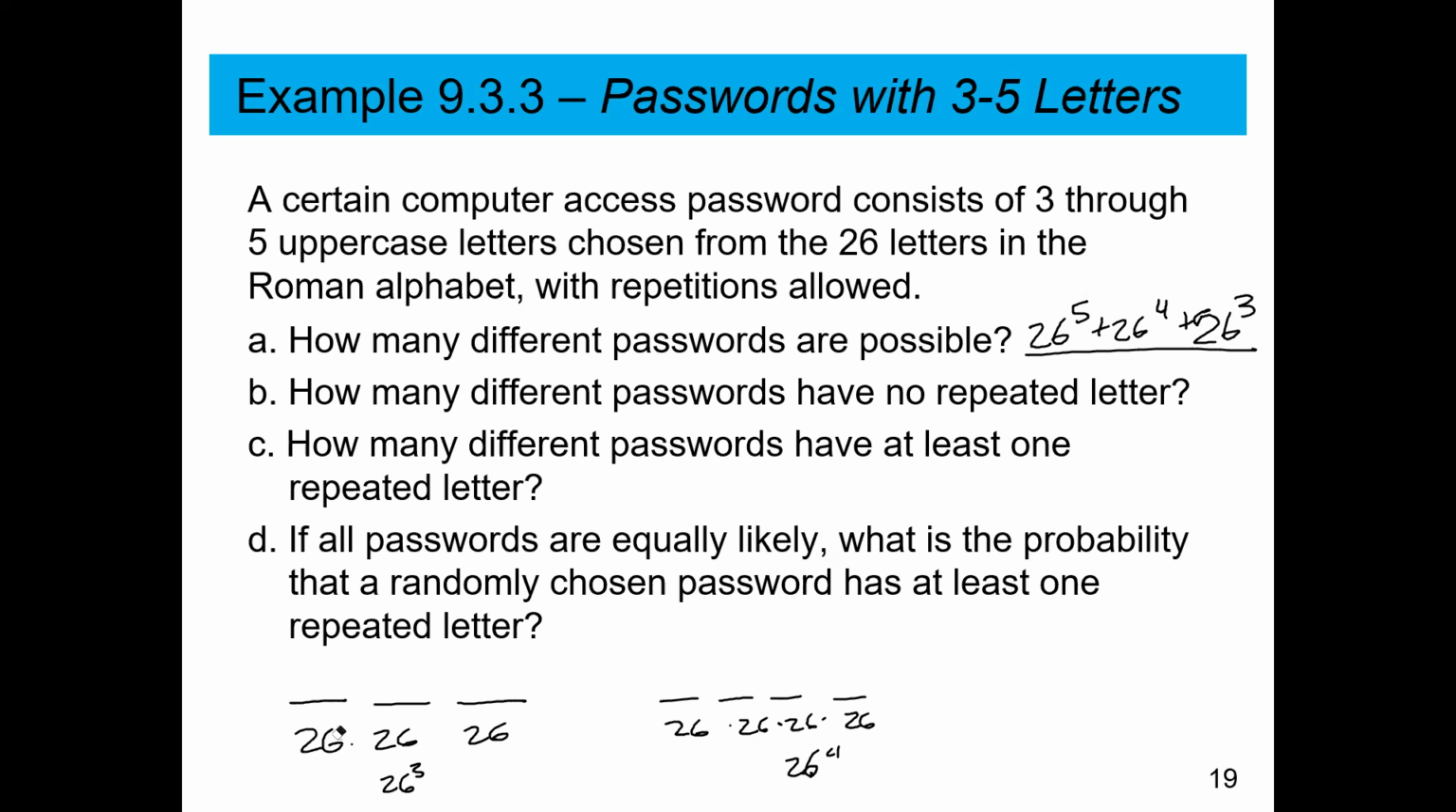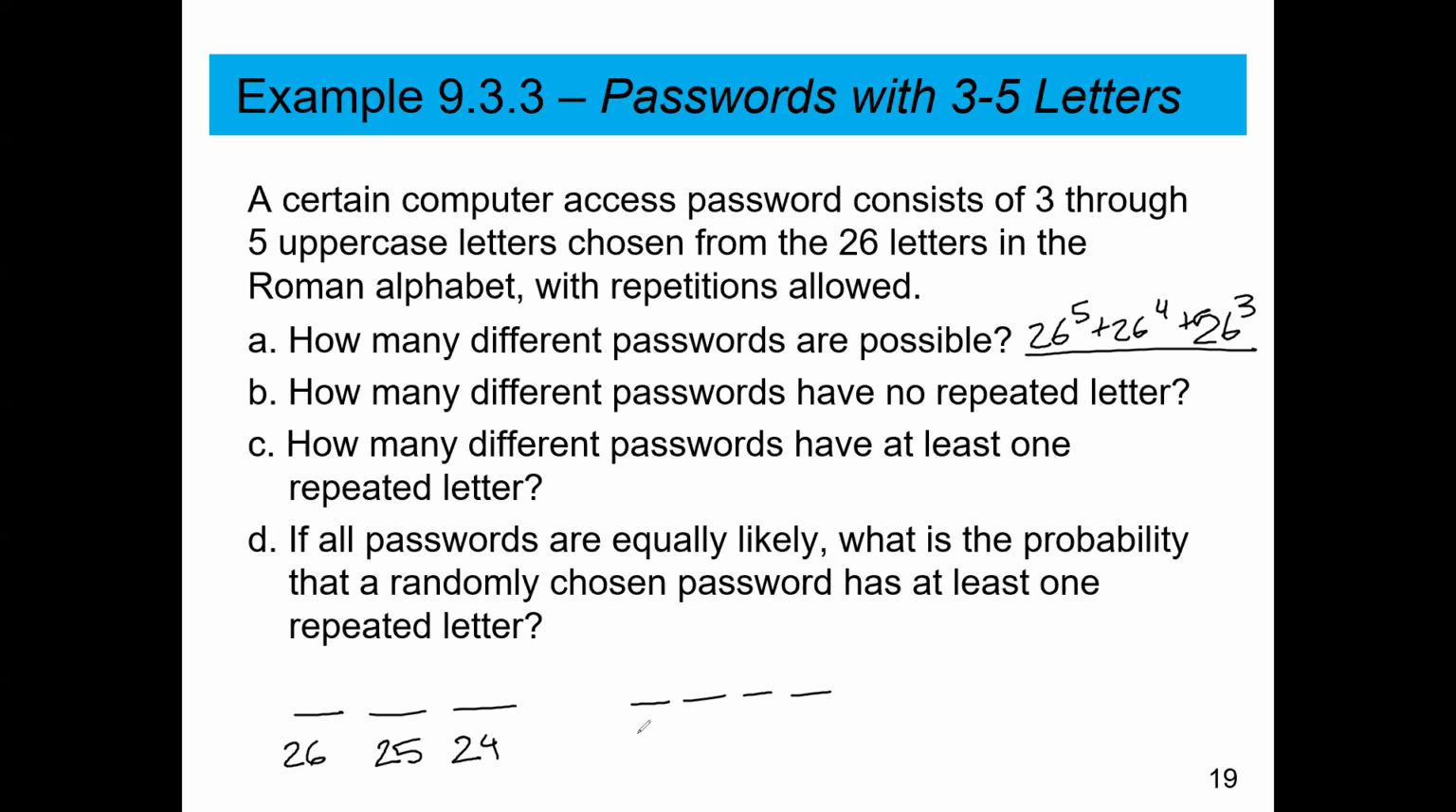Part B, we're now asking what if no letters are repeated? Well, because no letters are repeated, it's going to force us to adjust things. So again, we have to kind of work through each of the 3 situations. So we start off with the 3 spots here. This would be 26, but the next one would have 25 options because I cannot repeat the first letter. And then the last one has 24 options. Then this one would be very similar, but it would be 26, 25, 24, and then 23.